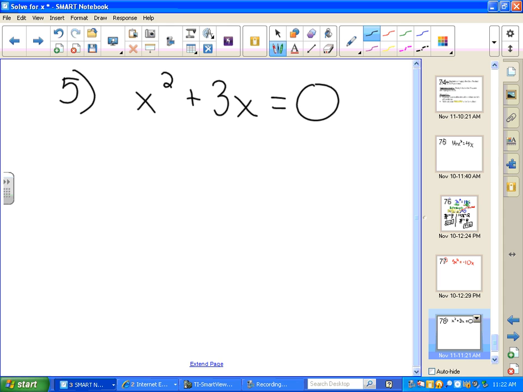All right, what's different about this one? What's different, Landon? Good, it's already equal to 0. Does that make it easier or harder for us? Amantha? It should be easier. Now, maybe there's not a right answer to that. It should be easier because you don't have to move anything. So if you don't have to move anything, where do we start on that problem? Where do we start? Dustin?